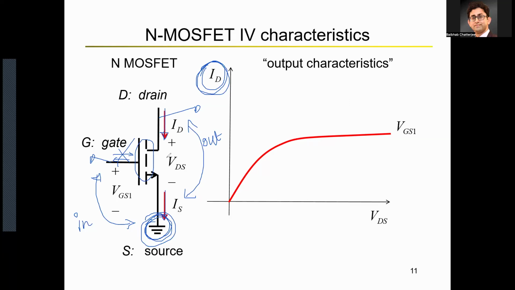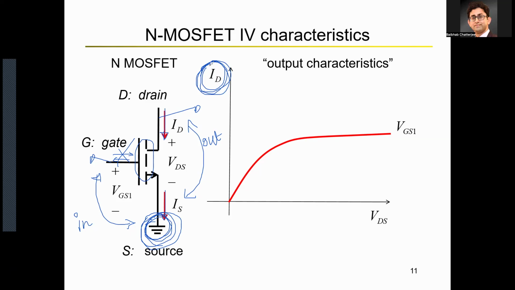But if you have your common source configuration, which is the easiest to understand, your input is at the gate, output is at the drain, and we'll discuss what input and output mean in a moment. And your common terminal is going to be the source. Now, your output, as you know, the MOSFET produces an output current.